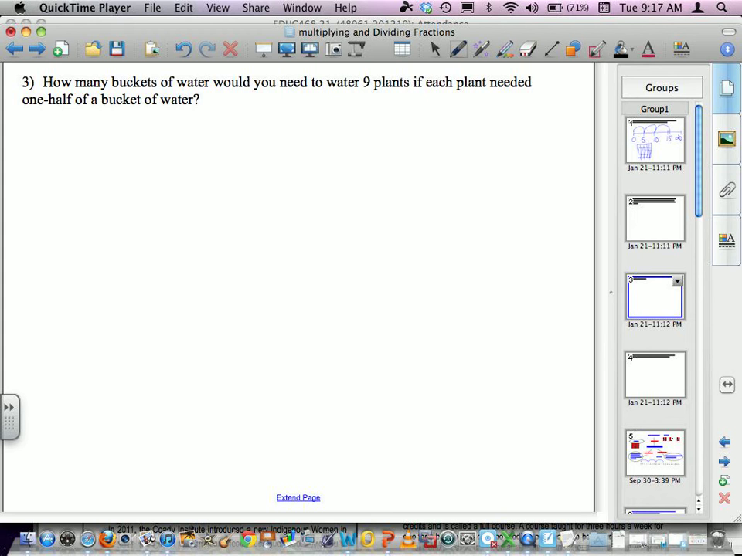So question 3, it says how many buckets of water would you need to water 9 plants if each plant needed 1/2 of a bucket of water? So what did you do for that? 9 plants. Okay, 9 plants. A symbolization for 9 plants.